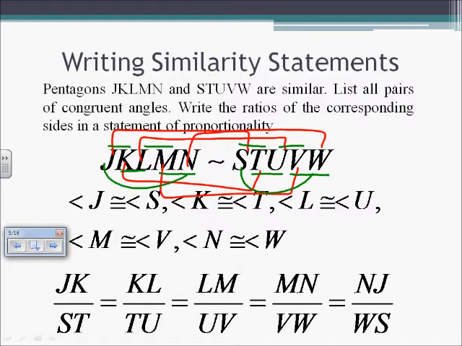Okay, so listing of all of the angles and all of the proportional sides. So this is basically a record-keeping problem. As long as you can do those and write that properly, you should have no issues on the quiz.